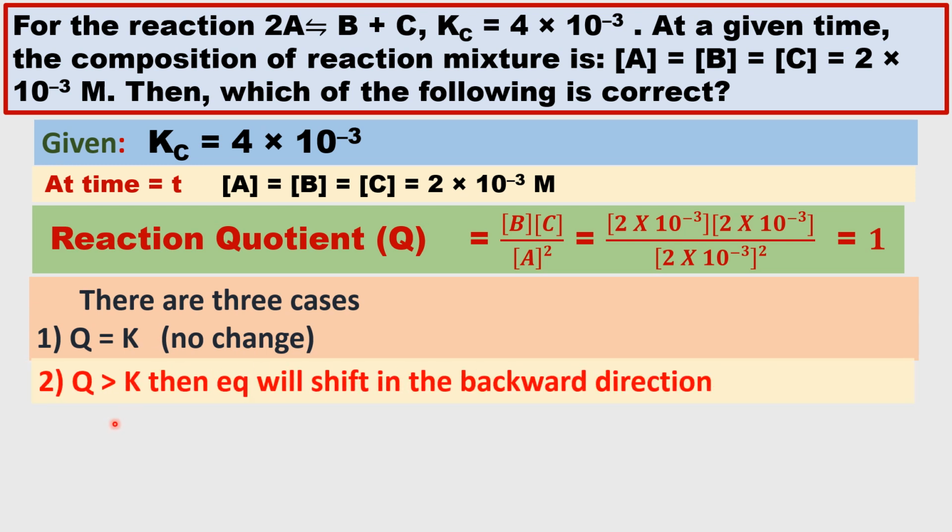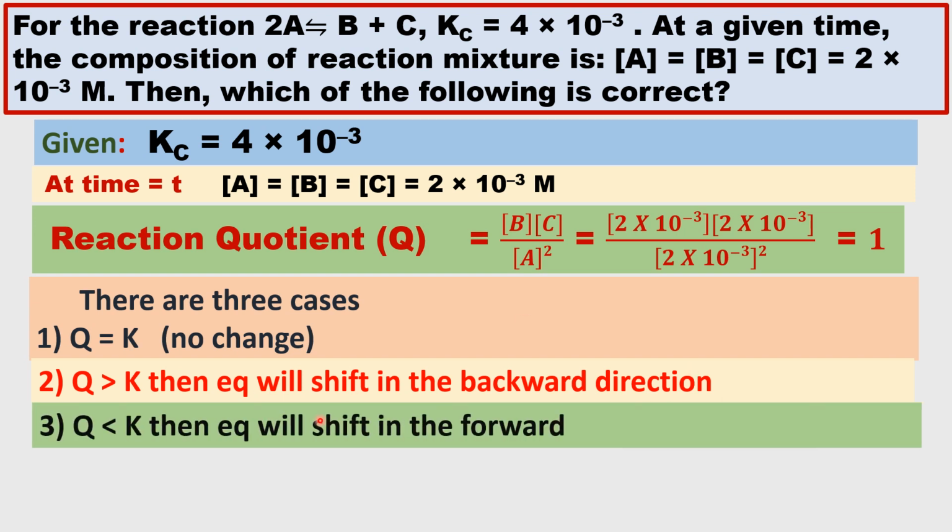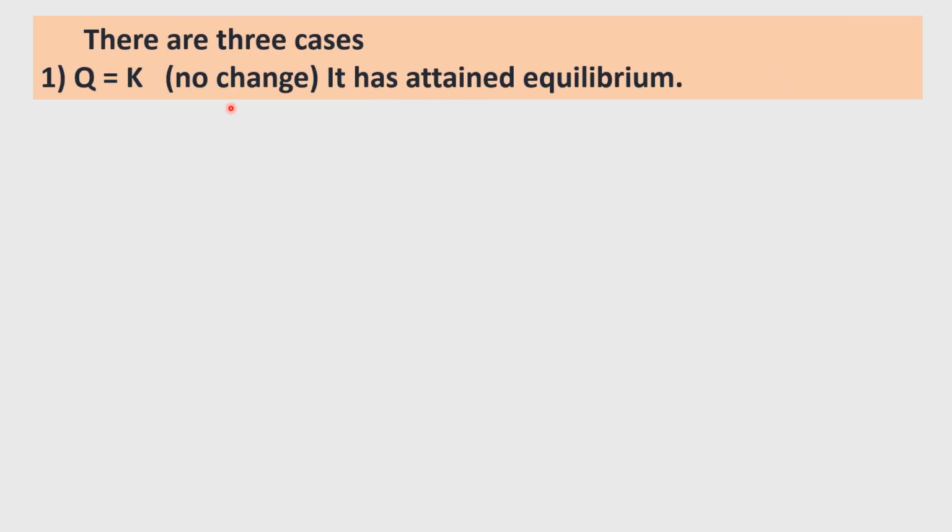The second case is Q greater than K, then equilibrium will shift in the backward direction. If Q less than K, then equilibrium will shift in the forward direction. We'll see. So, as I said earlier, there are three cases. If Q equal to K, then at that time point, it has attained equilibrium.